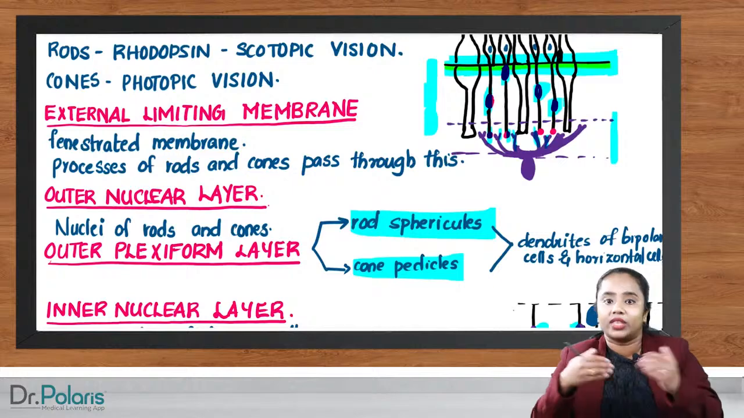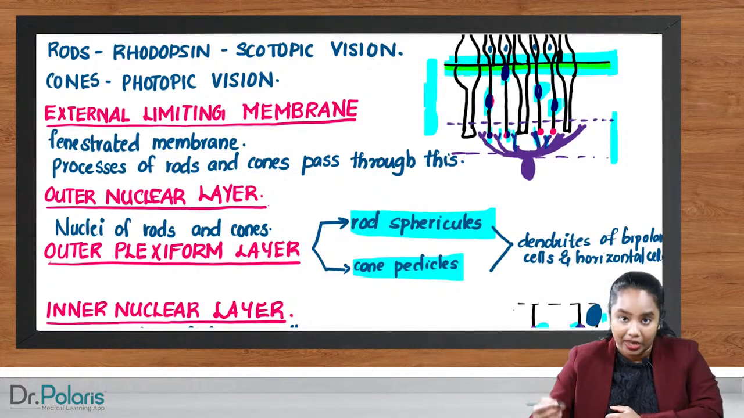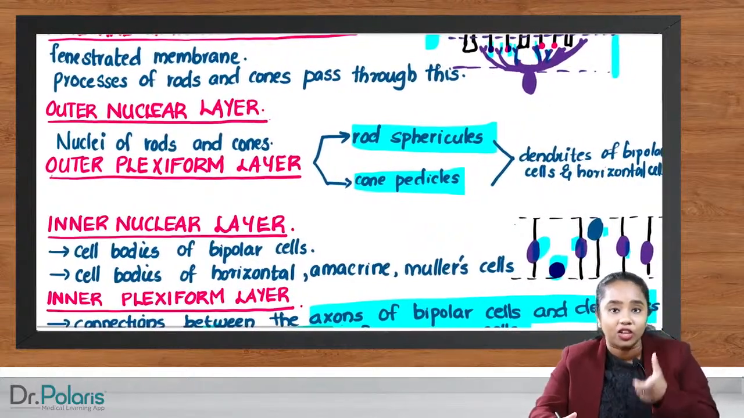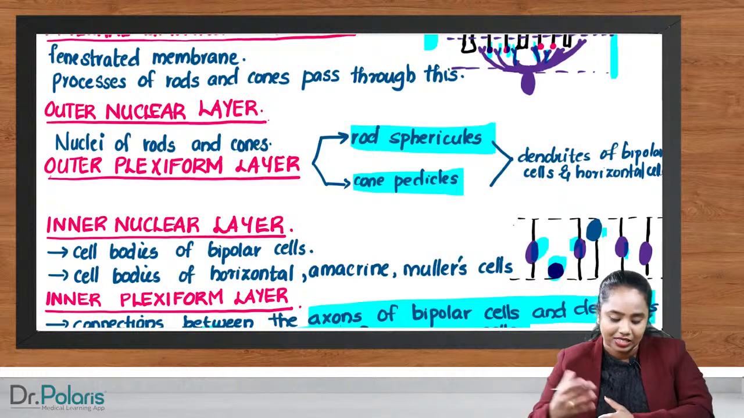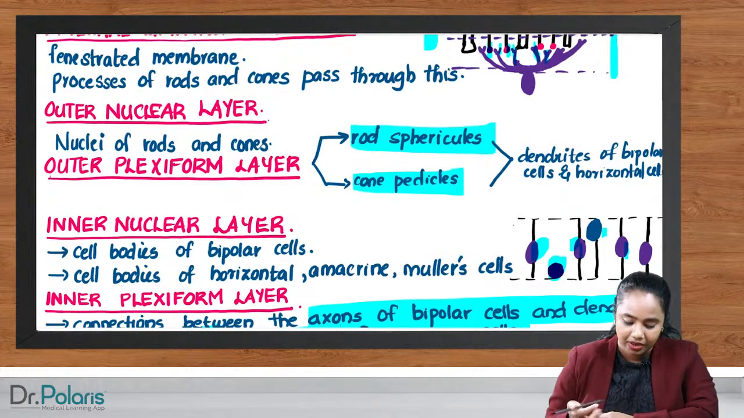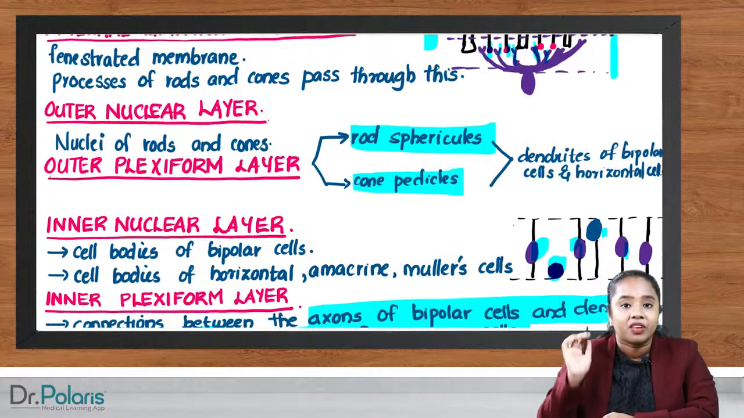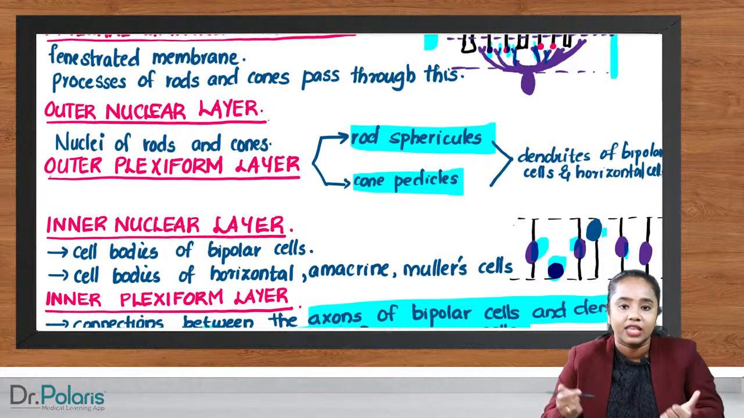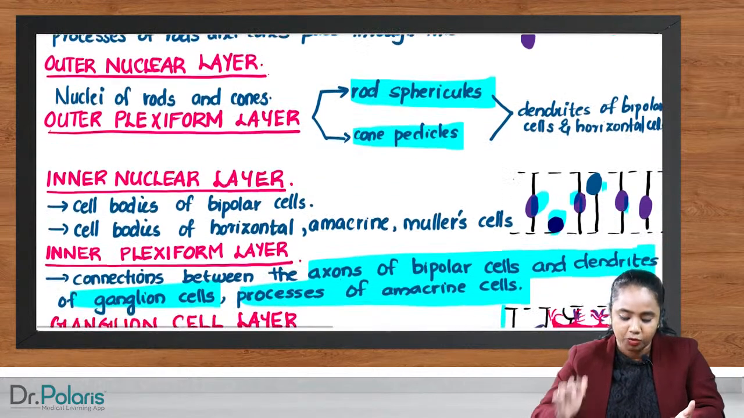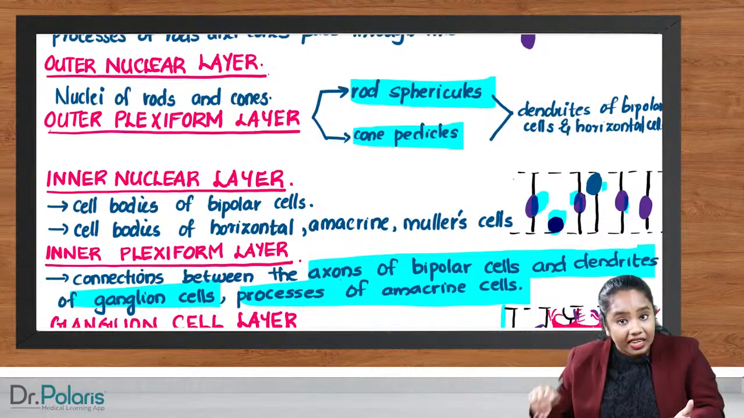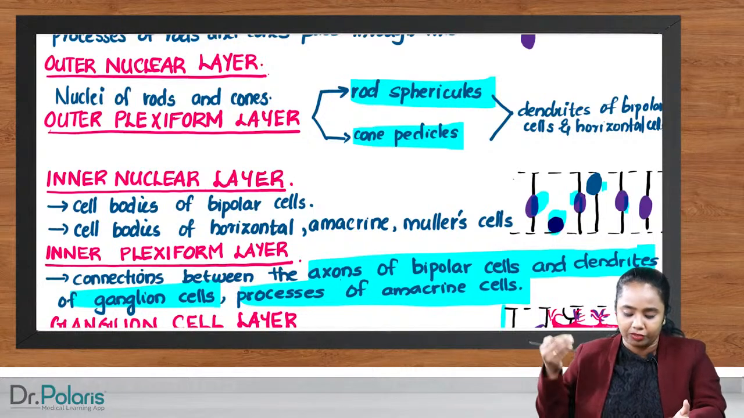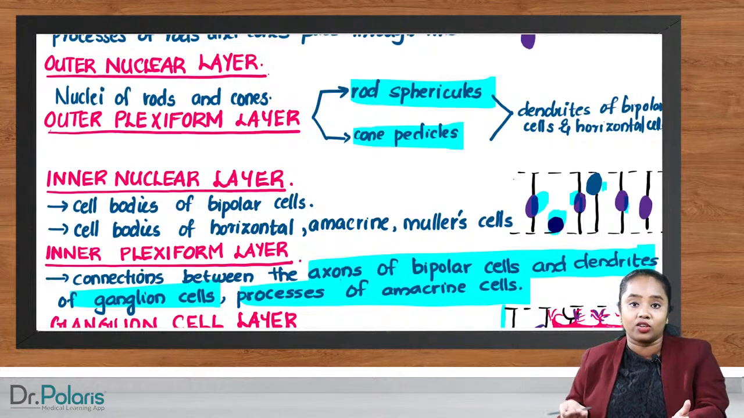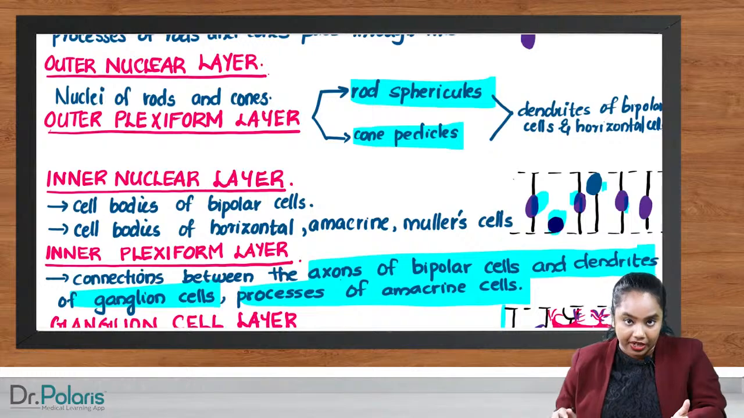Now, we are starting with the inner structures. Soon after the outer plexiform layer, we have the inner nuclear layer. Why again an inner nuclear layer? Because the nuclei of these bipolar cells and other cell bodies are actually present in this layer. After that, again a connection comes. Whenever there is a connection or meeting up of different cell bodies, it is called plexiform. So, plexiform always means there is a connection. It is the inner layer of connection, the inner plexiform layer, where there are connections between the axons of the bipolar cells, dendrites of ganglion cells and other processes of amacrine cells.